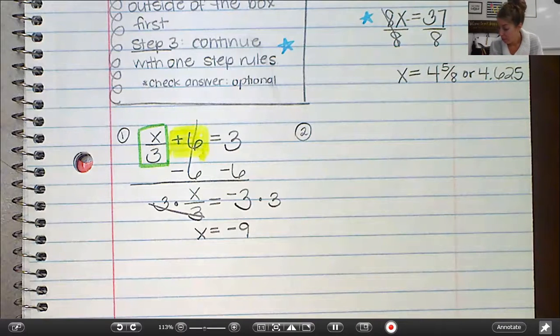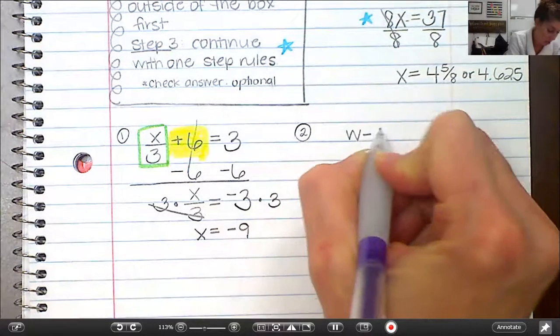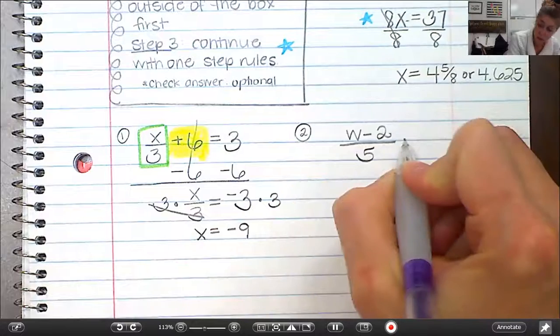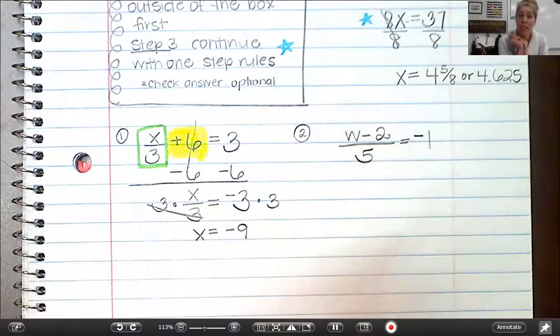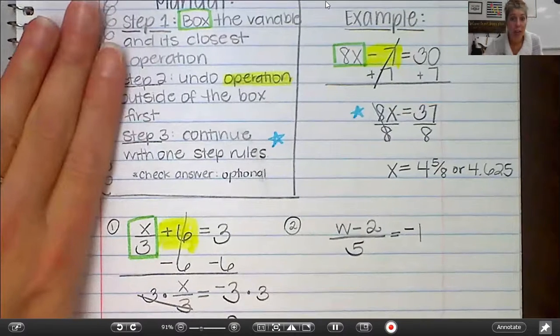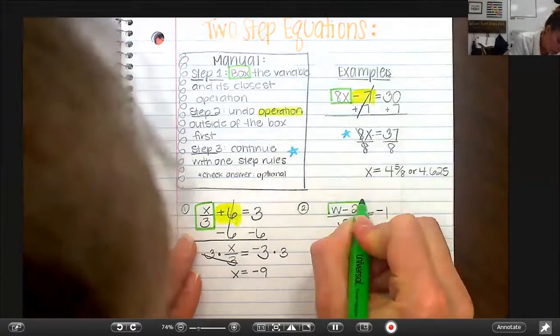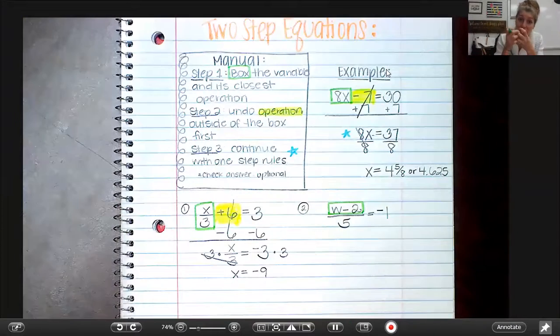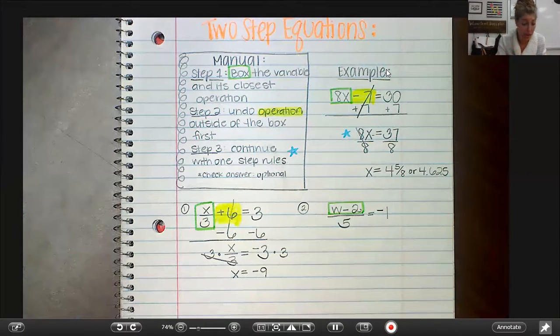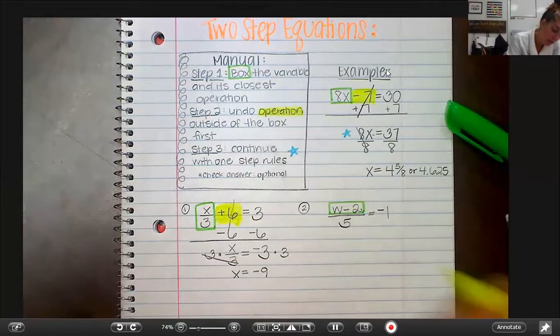Let's do another one. Let's see. I'm going to do this one. W minus 2 over 5 equals negative 1. So again, if I were to box that variable in its closest operation, in this case, that would be the W minus 2. They are paired together, all being divided by 5, or you could even think of that just in the numerator position, right? So I need to undo what is outside of the box first.